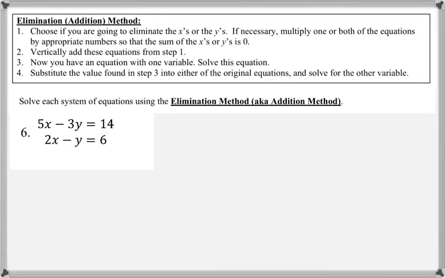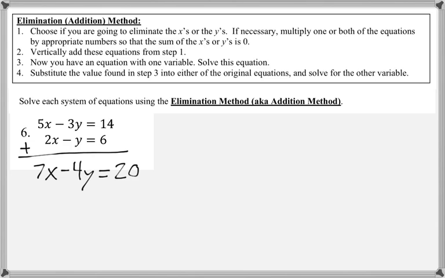On question number 6, we're trying to solve the system of equations by using the elimination method, or sometimes it's called the addition method. And it's called the addition method because we're actually going to be adding these equations up vertically. Now, if we were to just jump in and try to add these up vertically from the start, 5x plus 2x is 7x, negative 3y plus negative y is negative 4y, and 14 plus 6 is 20.